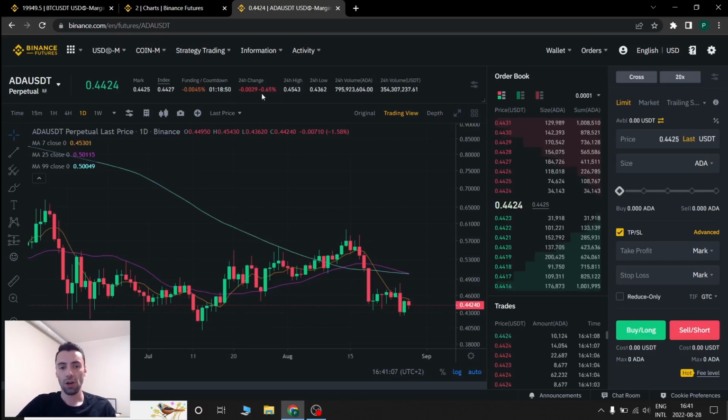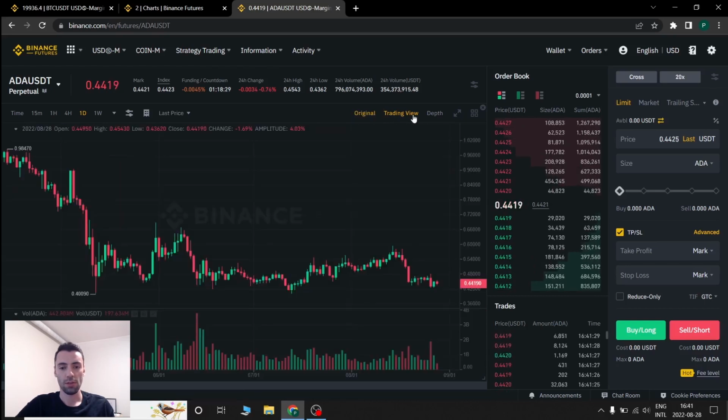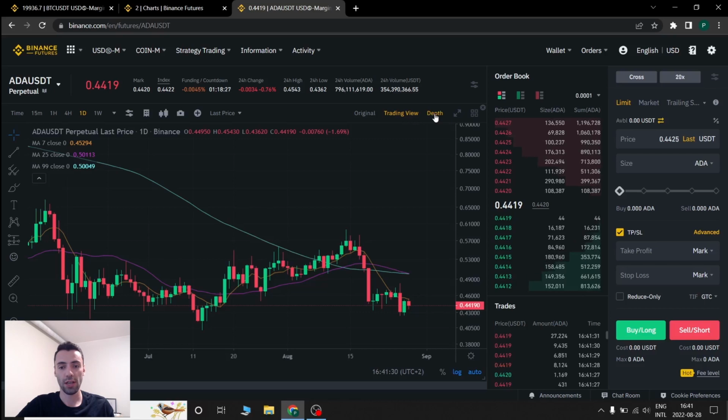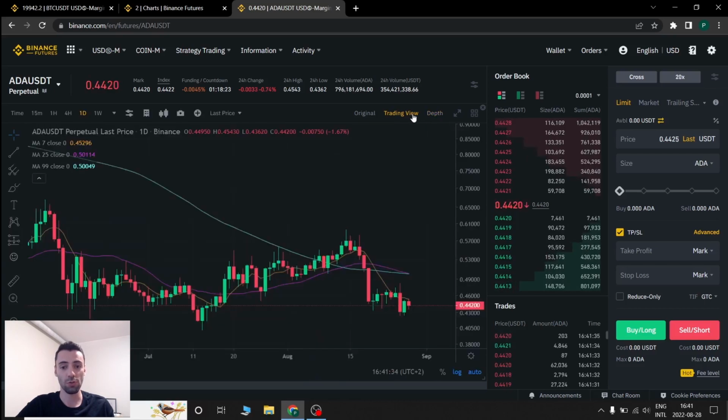This shows the 24-hour change, the 24-hour high, the 24-hour low, the price, the 24-hour volume for Cardano, and the 24-hour volume for USDT. And this is our chart. We have it also on the spot part, the original TradingView chart, and also the depth, which shows the depth of the orders, which is not really useful for us. So we're going through TradingView.